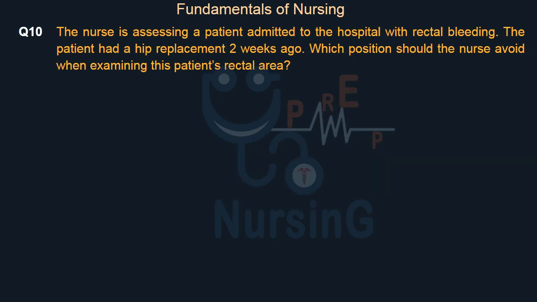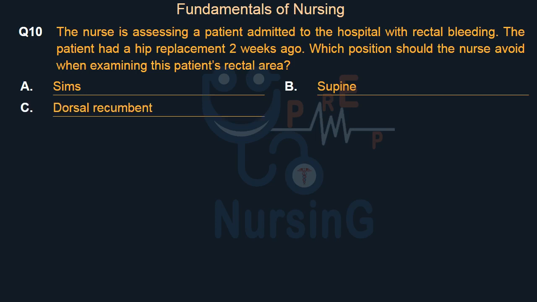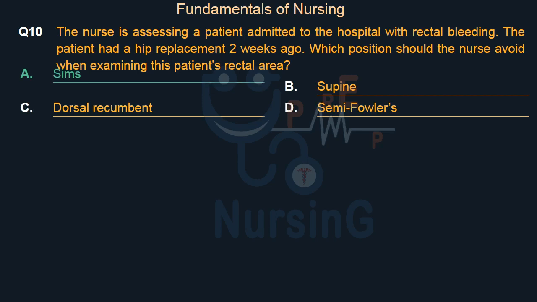The nurse is assessing a patient admitted to the hospital with rectal bleeding. The patient had a hip replacement 2 weeks ago. Which position should the nurse avoid when examining this patient's rectal area? Option A. Sims. Option B. Supine. Option C. Dorsal recumbent. Option D. Semi-Fowler's. Right answer is Option A.